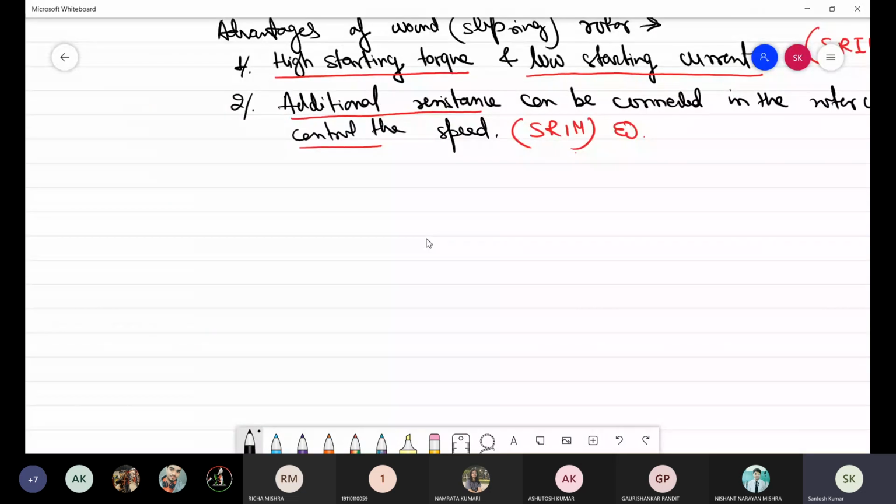Now the next topic that we want to cover is, I think, torque speed characteristics. Does anyone have any difficulty? No, sir. Okay.